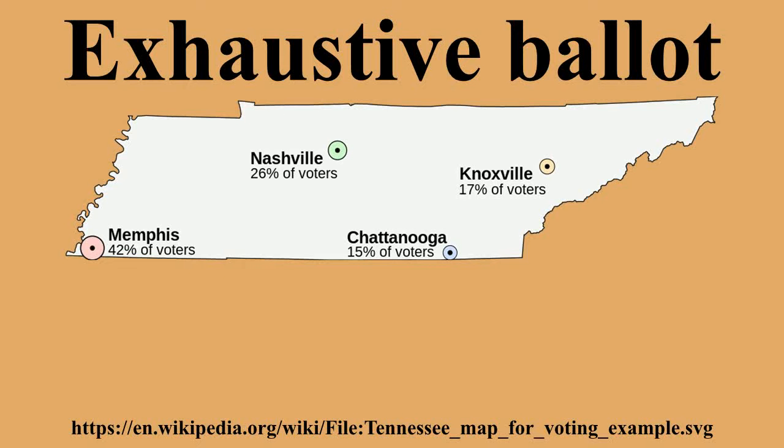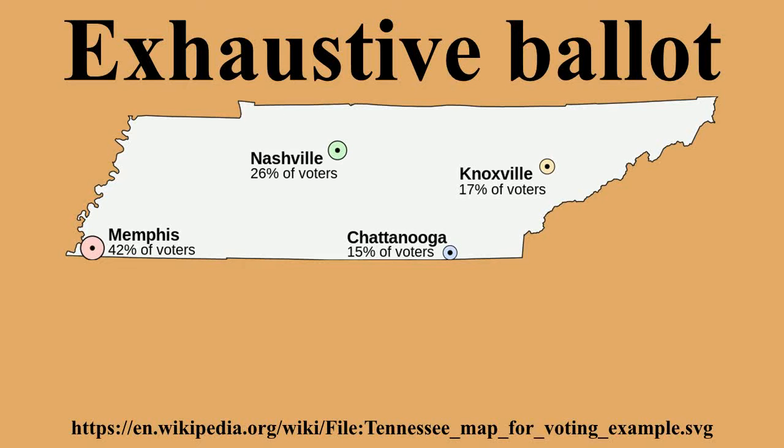The exhaustive ballot is similar to the two-round system, but with key differences. Under the two-round system, if no candidate wins a majority on the first round, only the top two recipients of votes advance to the second round of voting, and a majority winner is determined in the second round. By contrast, on the exhaustive ballot, only one candidate is eliminated per round. Thus, several rounds of voting may be required until a candidate reaches a majority.